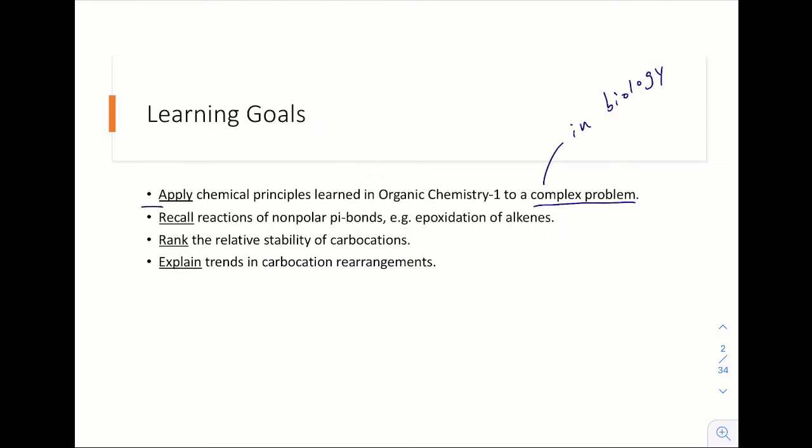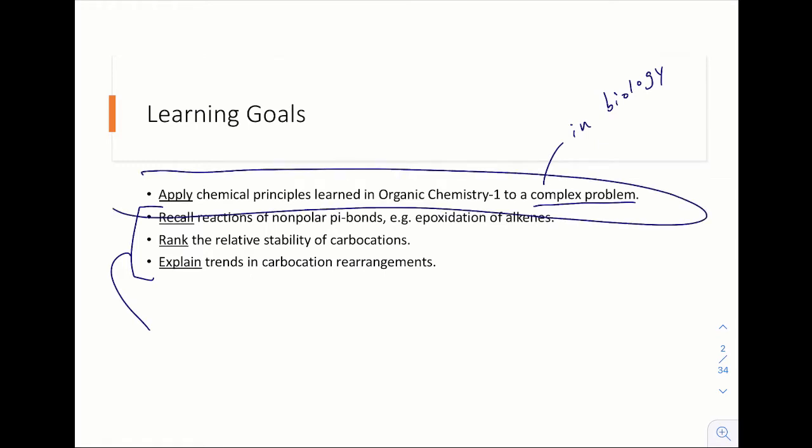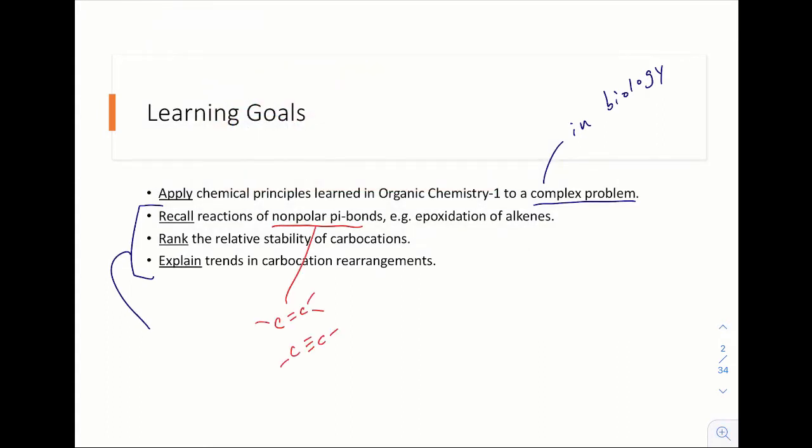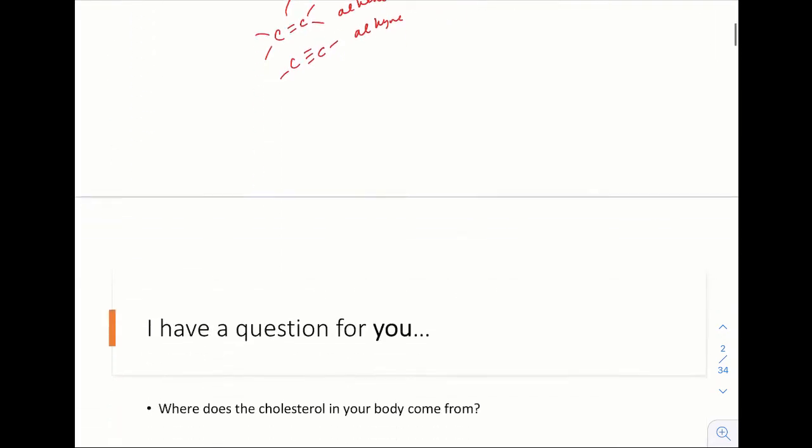Really, this entire video is a ruse to recall and review reactions and principles of chemical reactivity, again, that were learned in Organic Chemistry 1, such as reactions of nonpolar pi bonds. By nonpolar pi bonds, I mean alkenes and alkynes, though in this video we'll just discuss alkene reactivity. For example, the epoxidation of alkenes. We will review the relative stability of carbocations and explain trends and carbocation rearrangements based on that stability. All right, let's do it.